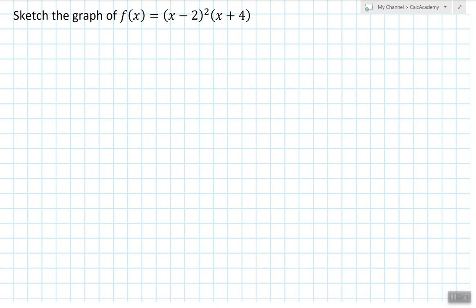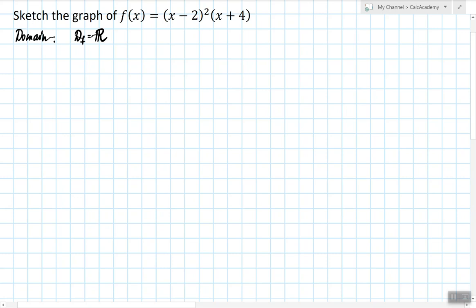In this video, I will show you how to graph a polynomial function using the first and second derivative analysis. But first, we will try to get as much information as possible without calculus. So we always consider the domain of the function first, and since this is a polynomial function, the domain of this function is all real numbers. So there won't be any vertical asymptotes or discontinuities.